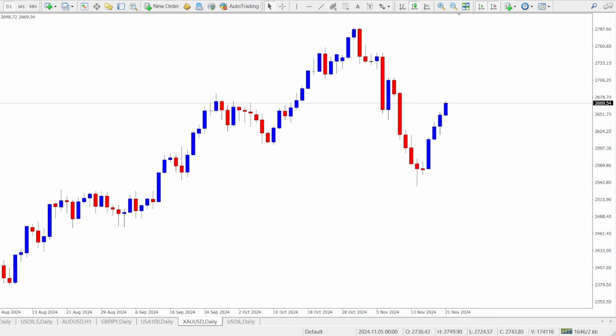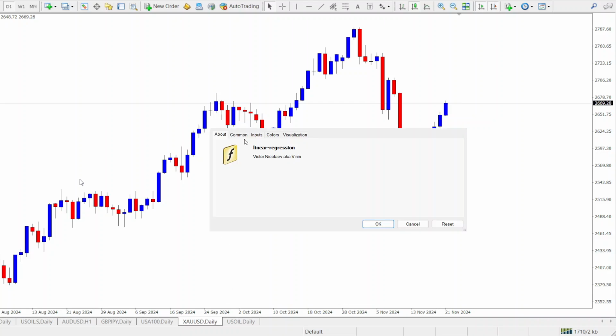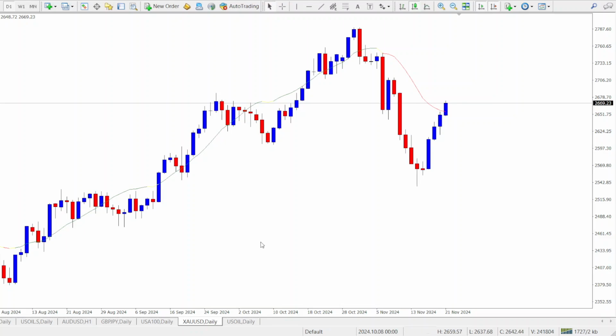Now, if you do not have this indicator in your MetaTrader platform, then you will need to download it from a reputable external source. After doing that, you will have to add the indicator file to your indicators library, and then relaunch your MetaTrader terminal before you can proceed to add the indicator to your chart. I have already done all those, and I'm just going to be adding the indicator to the chart right now. So this is the linear regression indicator.